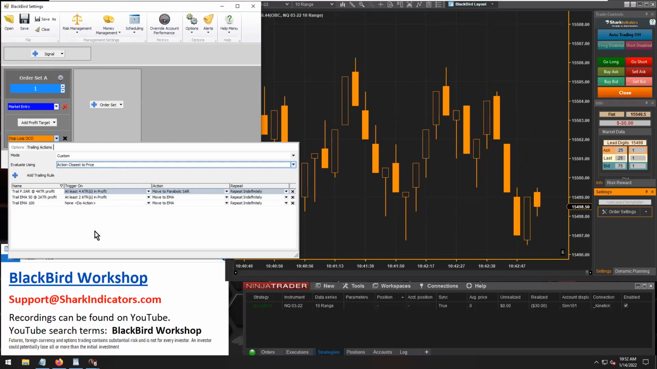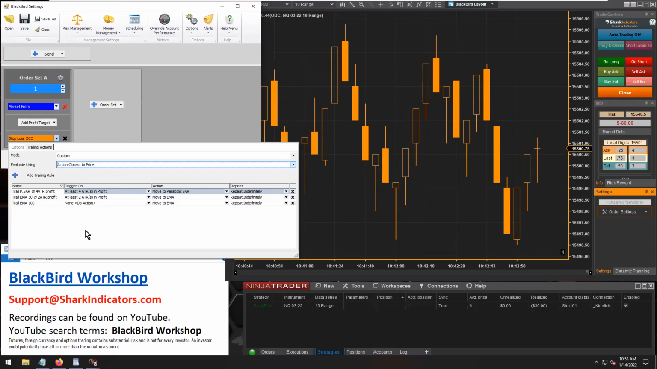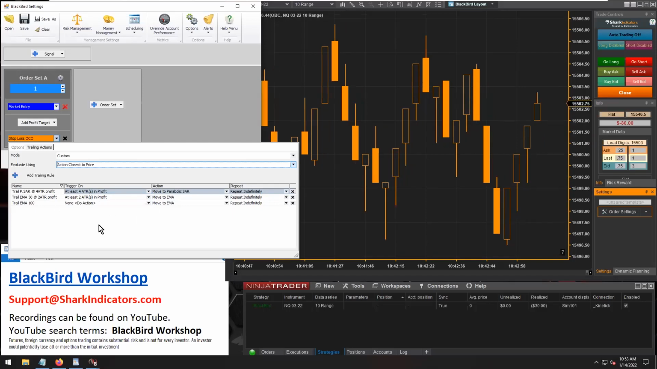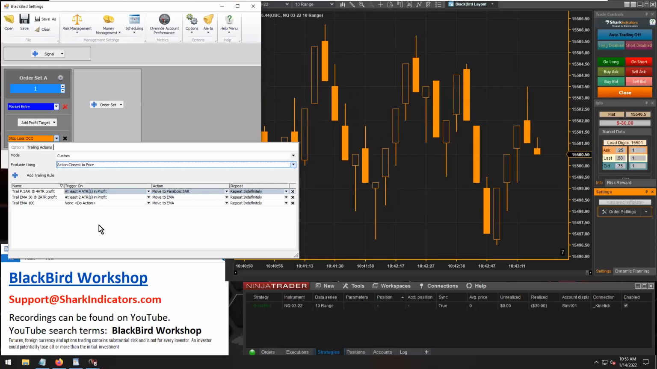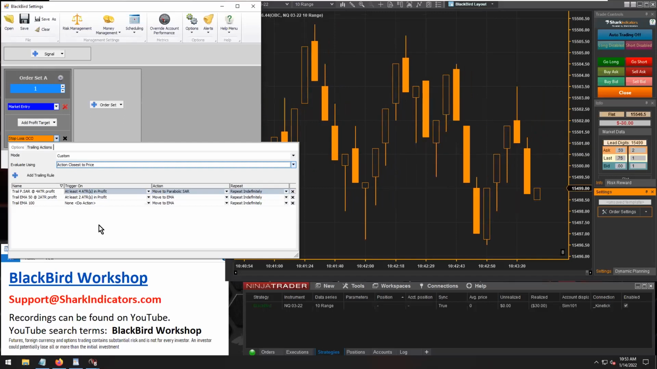So, let me pull up the documentation here for the trailing actions. The trailing actions tab is definitely probably the most complex part of BlackBird. This is really what gives BlackBird most of its power and uniqueness, beyond anything else that's out there: this mix and match capability with the trailing actions.